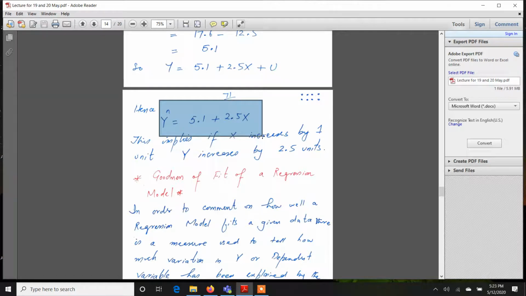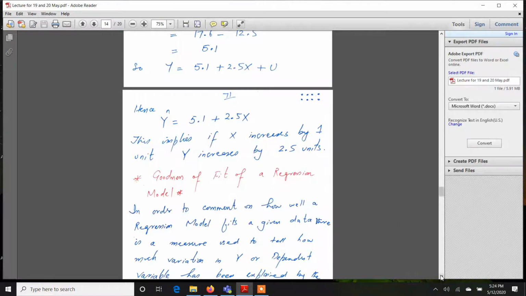That is, we are estimating that if we are given a value of x, then we can predict the value of y by putting that value of x in this equation. And the interpretation of this slope coefficient is, if x increases by 1 unit, y increases by 2.5 unit. And y increases because the sign is positive. So if x increases, y will also increase. There is a direct relationship.